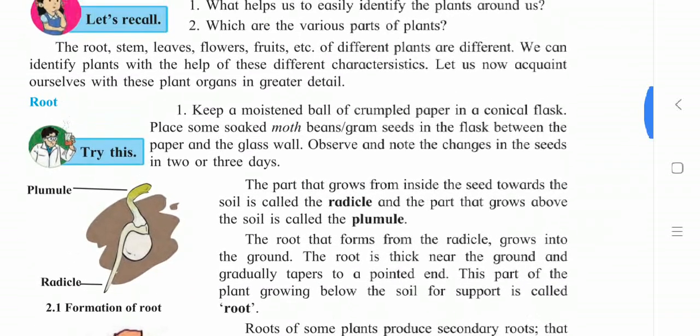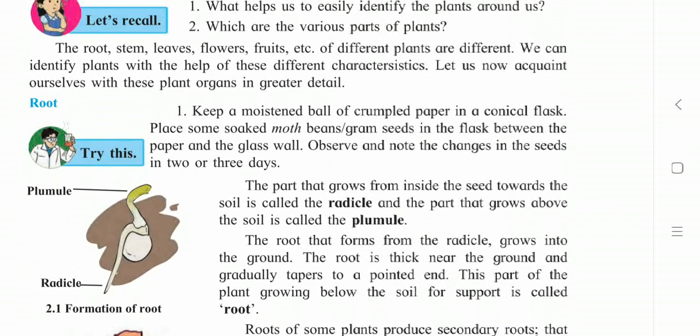See, the definition of root is here. All these are important parts. Highlight them in your textbook and write them down as a short note, students. I will also send you important notes through a worksheet.